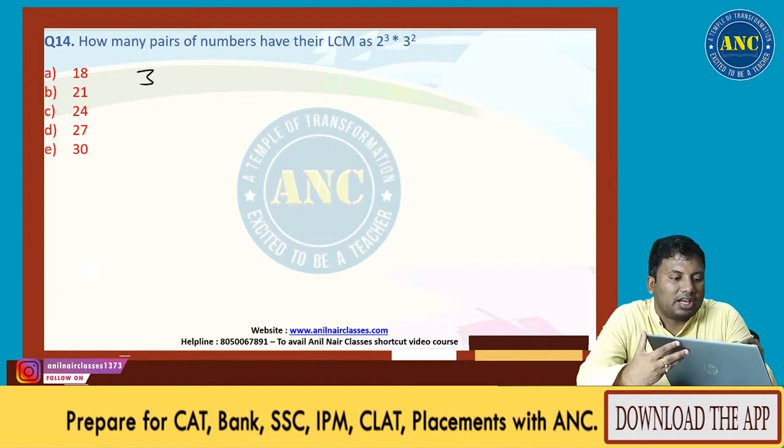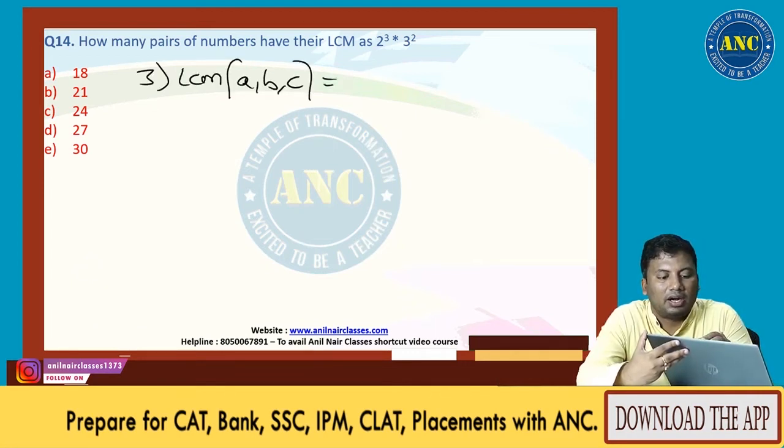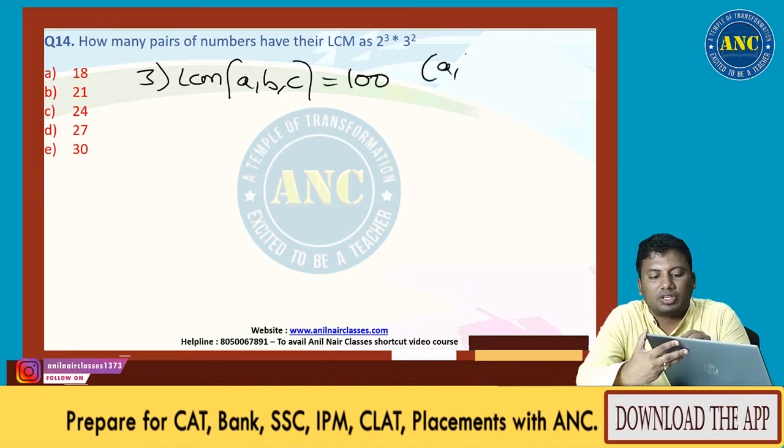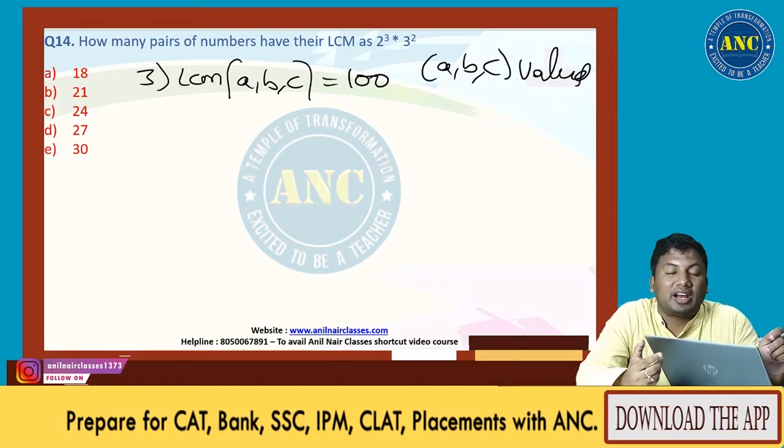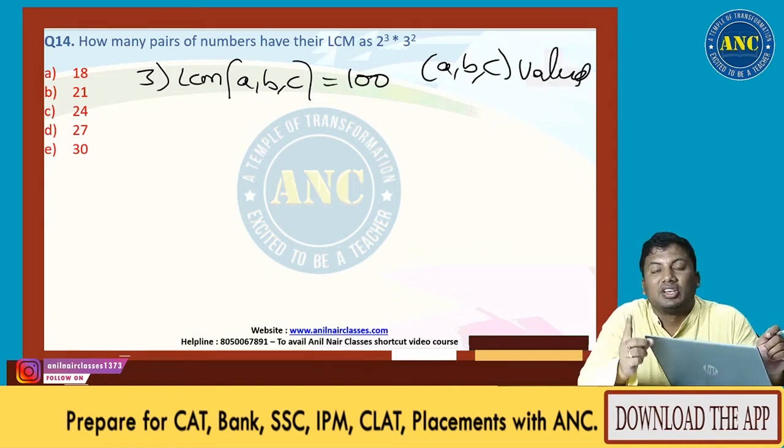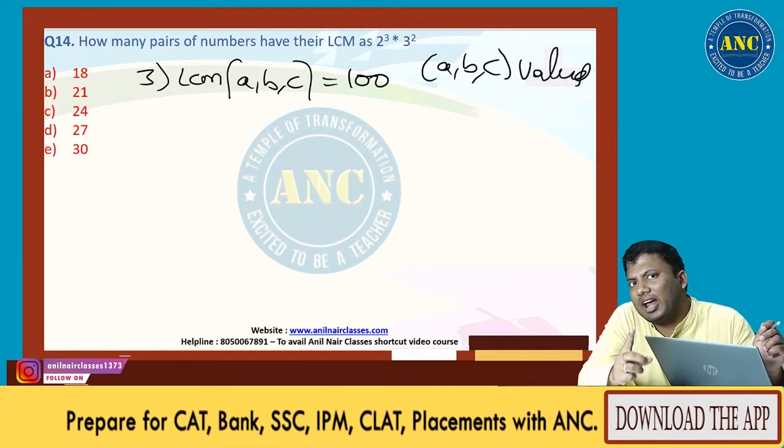Third question, third example. LCM of ABC is equivalent to 100. How many values ABC will take? Go with the traditional method. You will think that it is a difficult question and you will leave it in the examination saying that the paper is tough. Paper is tough because you do not know the concepts or you did not enroll for Anil Nair classes where, mark my words, if you listen to every class of mine, I will take you to a level where you can predict the question also.